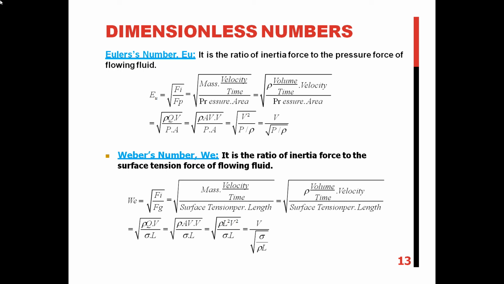And here we have Euler's number. Euler's number is the ratio of inertia force to the pressure force of a flowing fluid. Again we substitute: Eu is equal to Fi by Fp. Doing the calculations and substituting, we get the answer of around V by root of P by rho. Then Weber's number is the ratio of inertia force to the surface tension force of a flowing fluid, Fi by Fs. Doing the same calculations and substitutions, we get the answer of around V by root of sigma by rho L. Here sigma is nothing but the surface tension value.